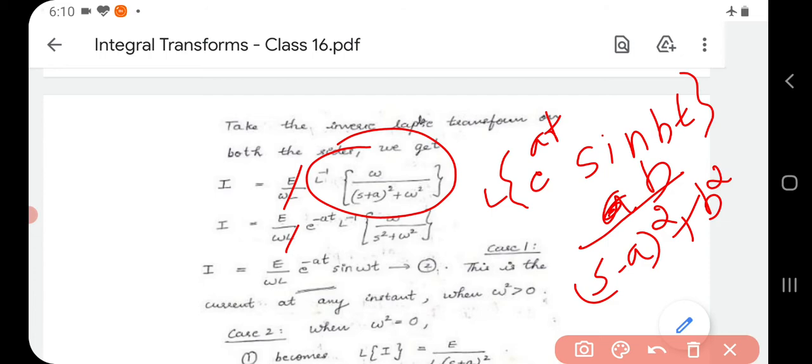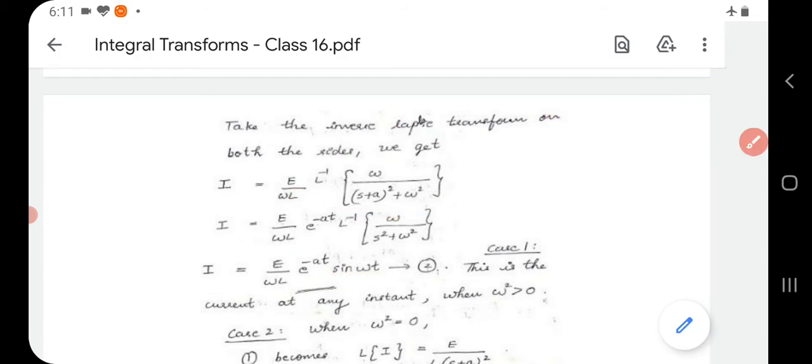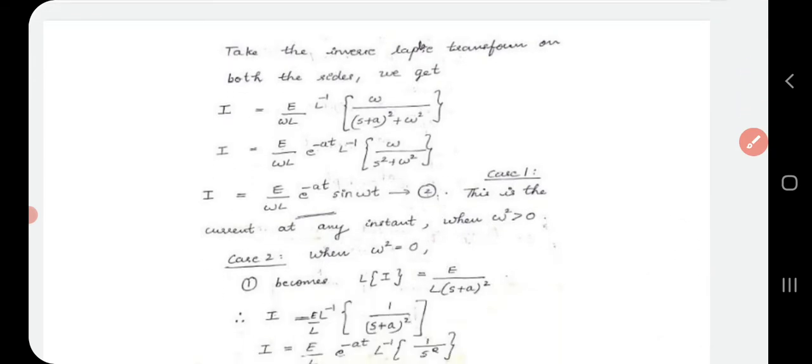Okay. So here, instead of s minus a you are having s plus a. So definitely there will be a minus sign, and in place of b you are having omega. So it will be e raised to minus at sin omega t. So be thorough with the formula and then replace the terms as per the given question. Okay, so I equal to E by omega L e raised to minus at sin omega t.